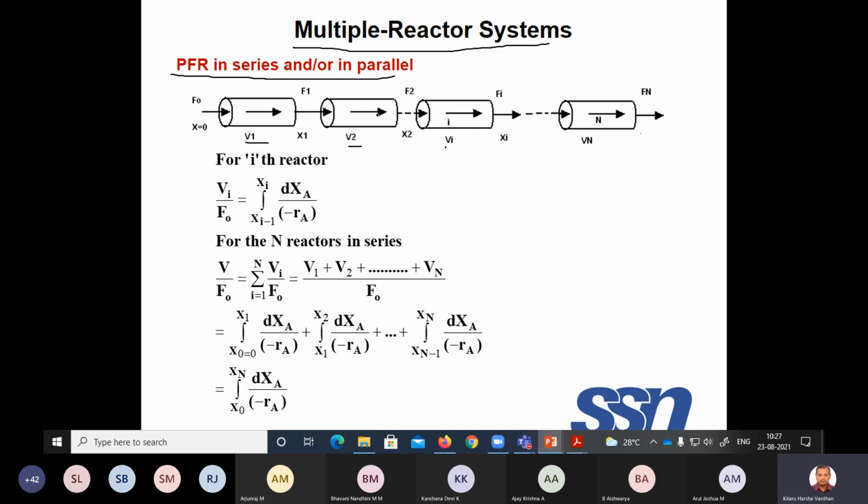The flow is in this direction, towards the right side. For the ith reactor, let us do a material balance. For the first reactor, what is the flow rate? F0. For the second reactor, what will be the flow rate? F1. For the ith reactor, it will be Vi by F0, where V1, V2, V3, Vi are the volumes and F0 is the initial flow rate. This is nothing but the integral.